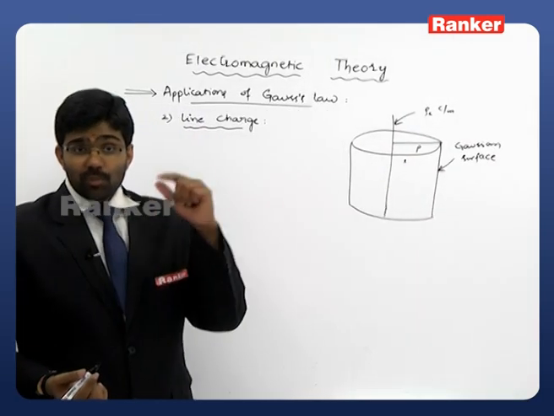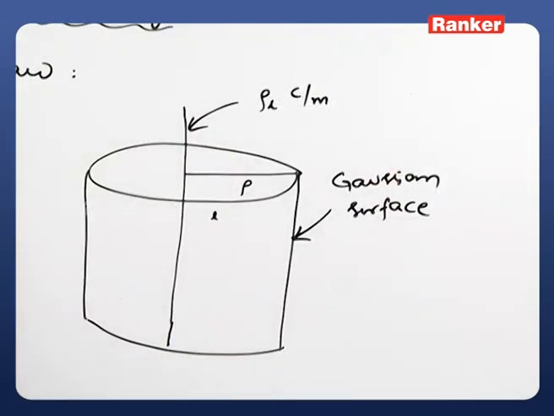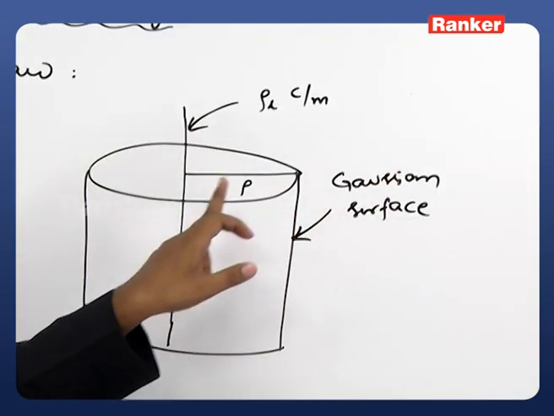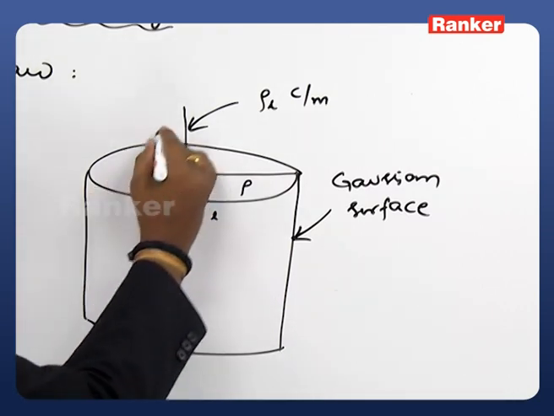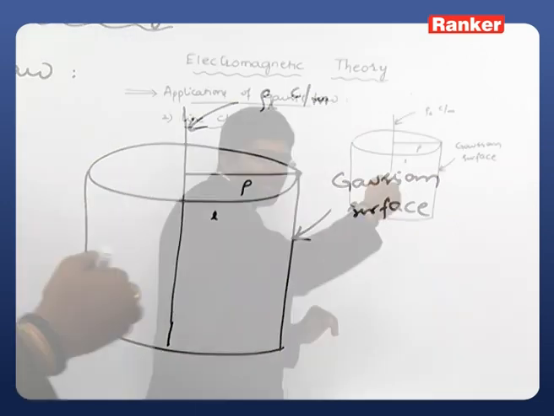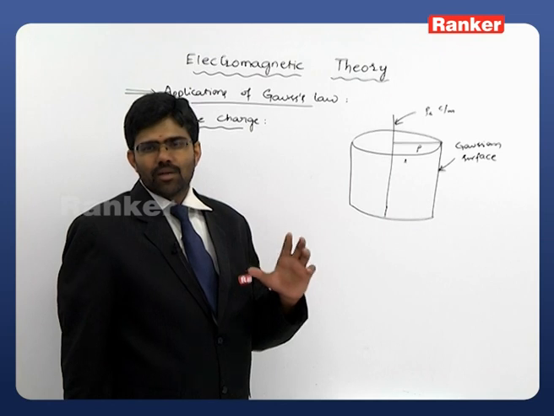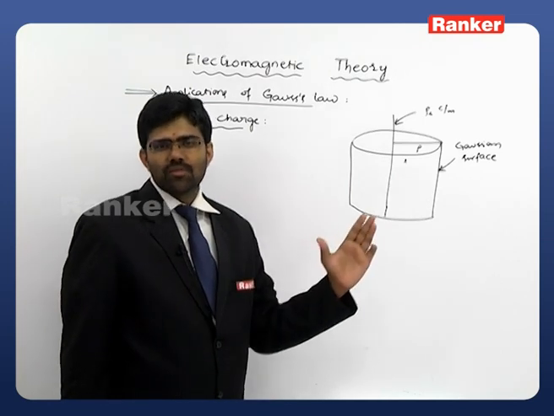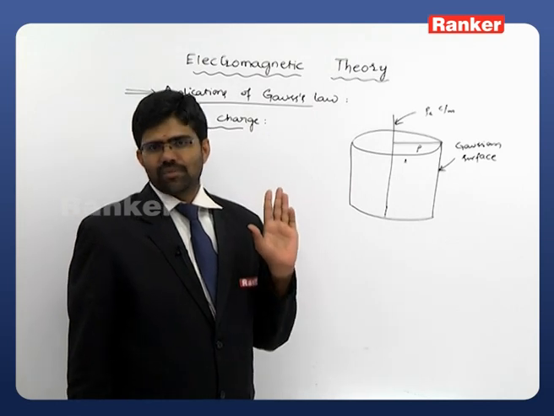Remember, in the case of a point charge the sphere is the Gaussian surface, but in the case of a line the Gaussian surface is a cylinder. Now observe how many surfaces there are for this cylinder. One top surface, one bottom surface and one curved surface. Now we are supposed to calculate once again the total flux leaving through the surface and the total charge enclosed within that particular surface.